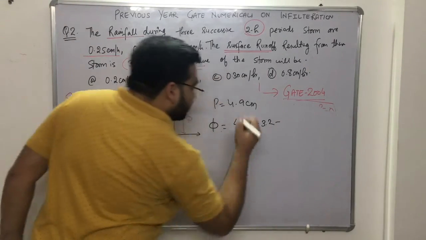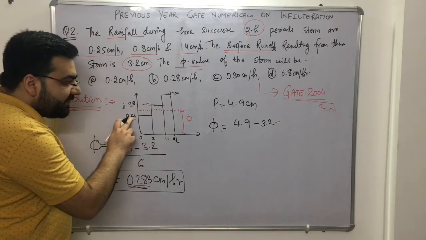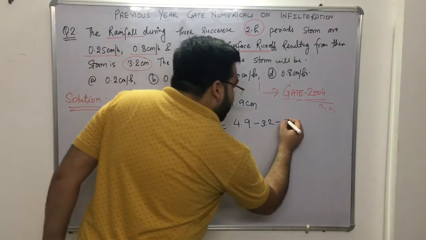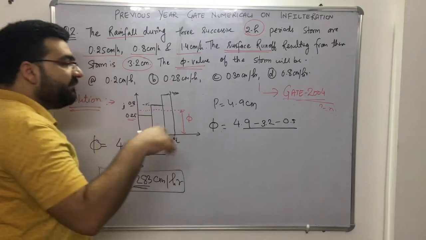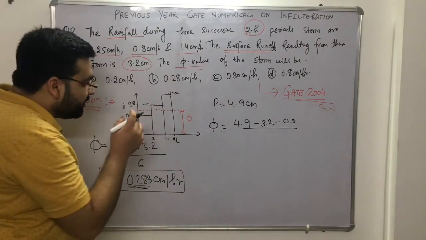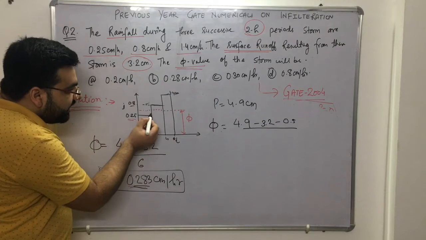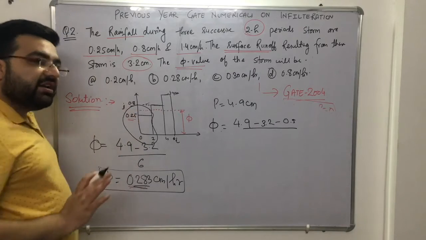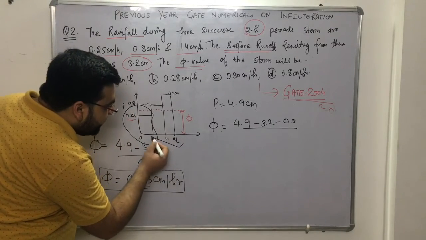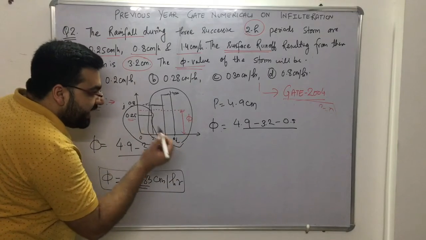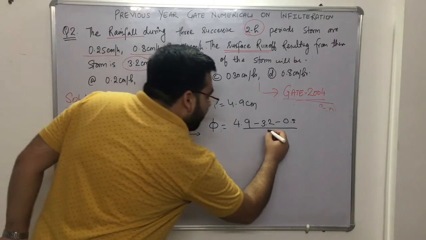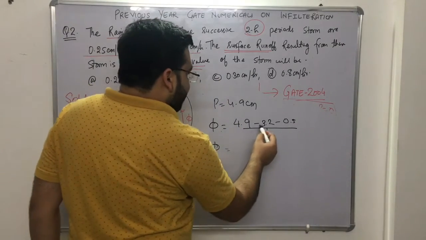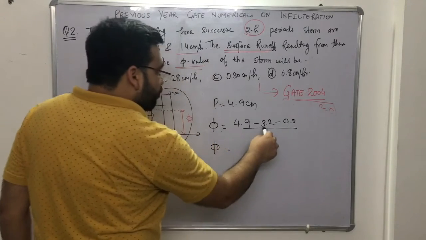So minus, how much will it be? 0.25 centimeter per hour for 2 hours. It will be 0.25 into 2, that is 0.5, right? Now, what is the effective time period? The time period will not be equal to 6 hours, because in the initial 2 hours the infiltration capacity or the index is greater than the rainfall. So I will only take the remaining values into consideration. It means that the time will be equal to 6 minus 2, which is 4 hours.